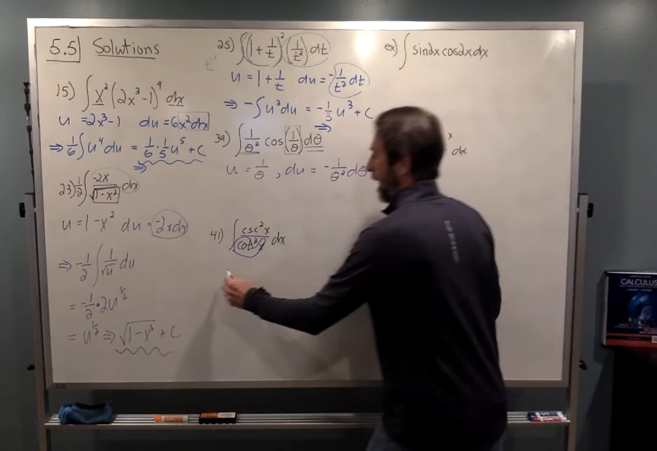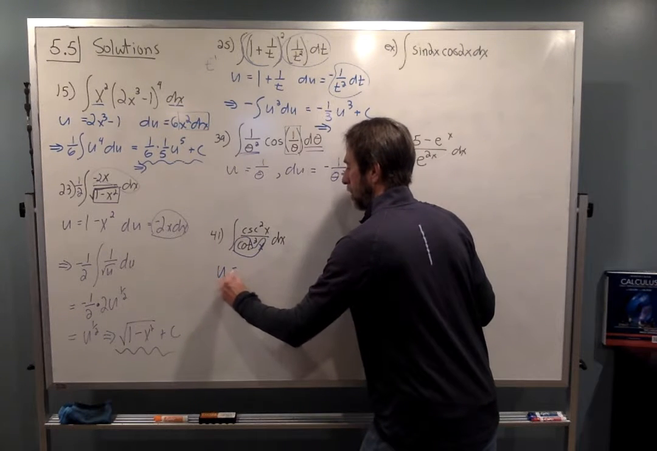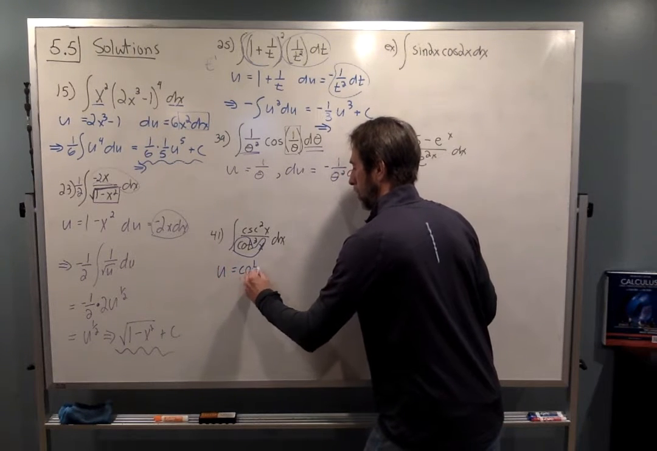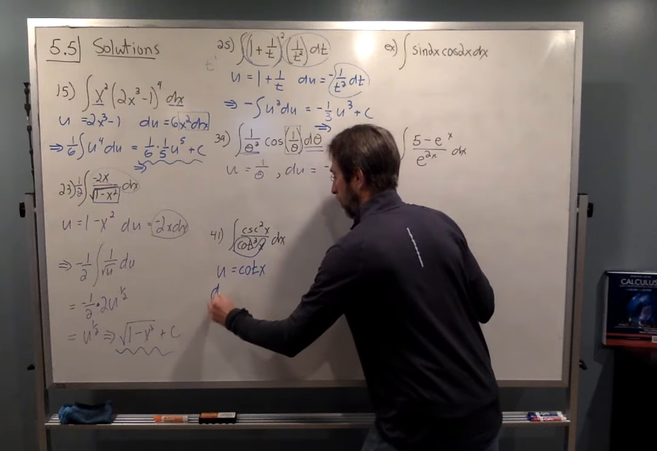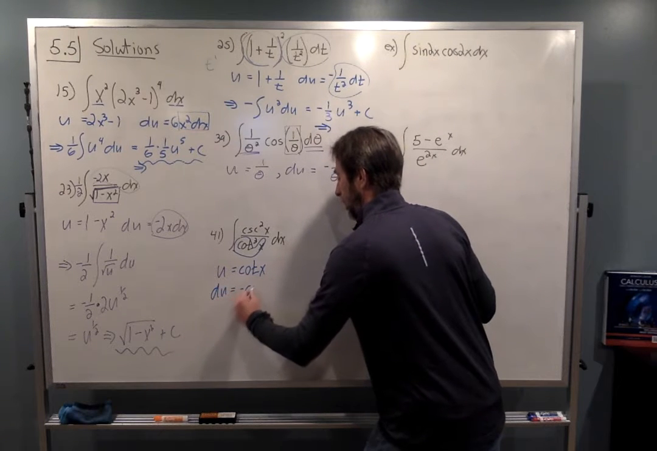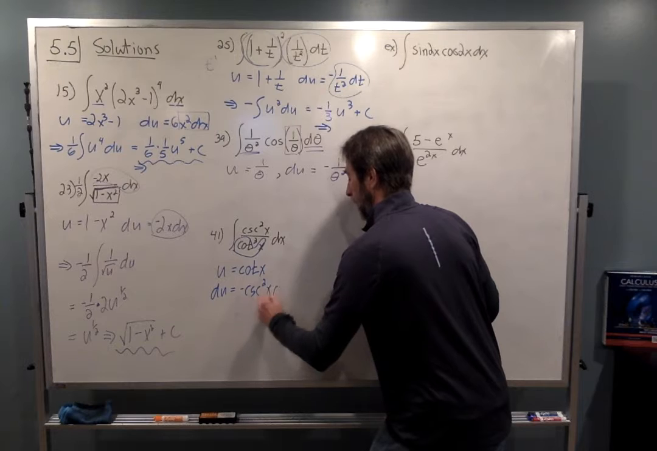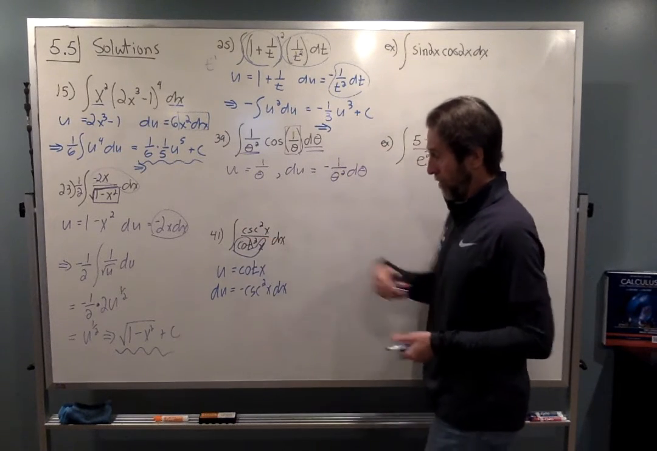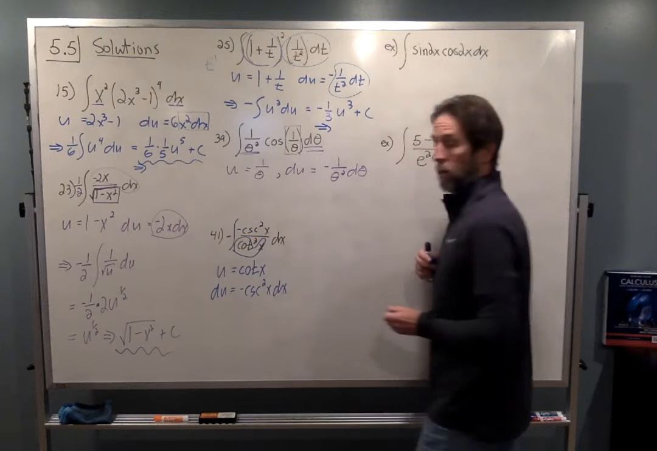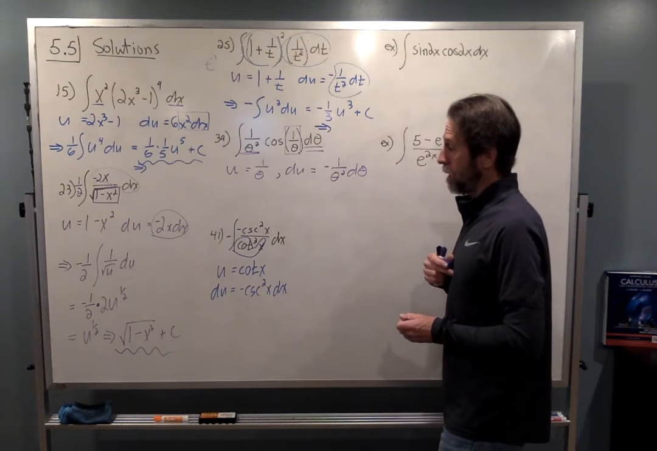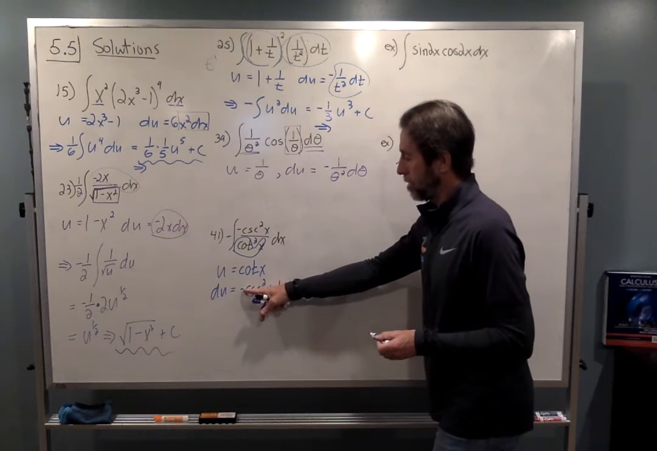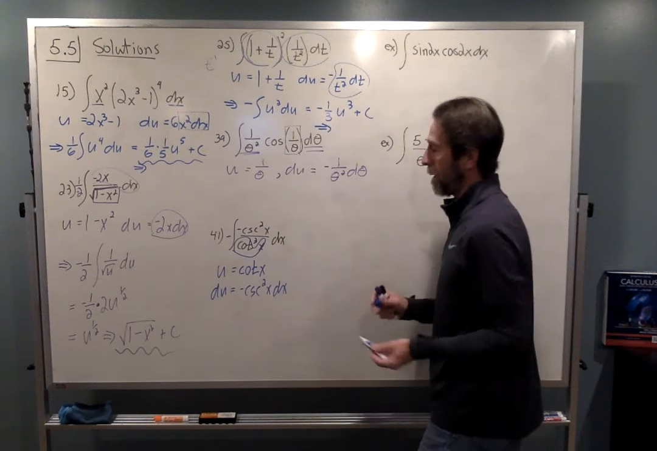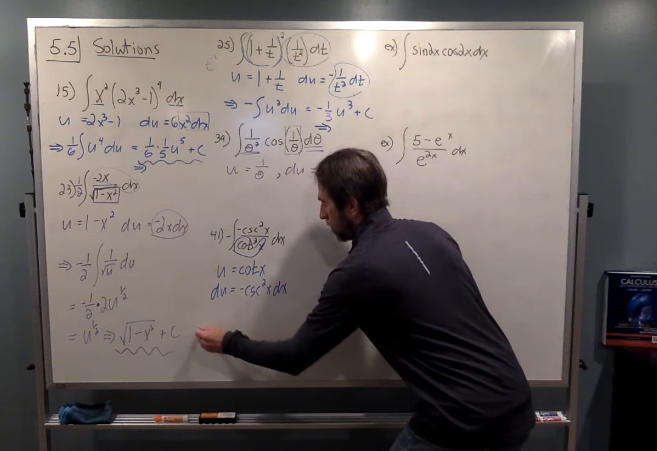So if I let u be cotangent, du is negative cosecant squared dx, which again is basically what I have. I just don't have the negative. One option is to actually write it this way. The other is to just multiply both by negative 1. Doesn't matter. So now we change it to u values.